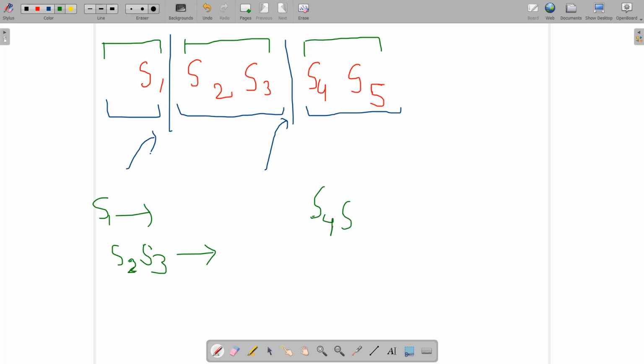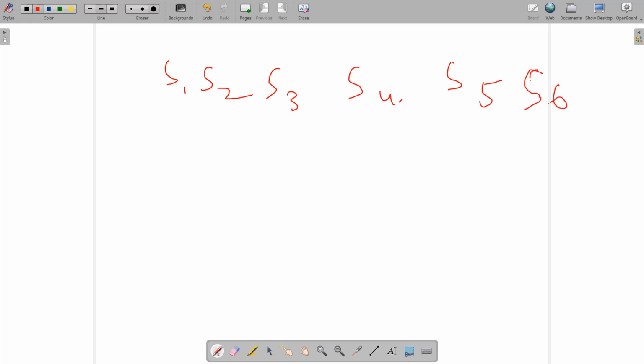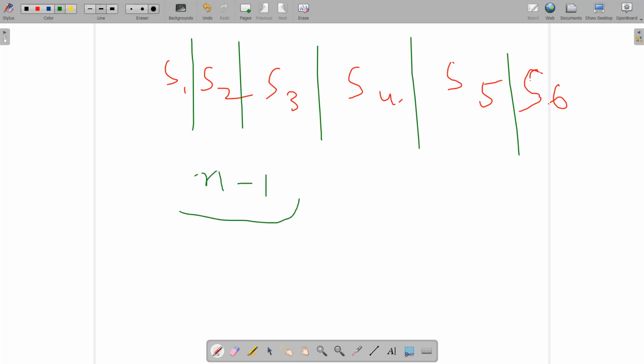There can be multiple characters, so let me do this. We have s1, s2, s3, s4, s5, and s6. Suppose we have this type of string, there can be multiple partitions like this one, this one, this one, this one, this one. This is the worst case of partition, where you will have the answer as string length minus 1. This is the number of cuts that you are going to do, and this will happen when all the characters are distinct.